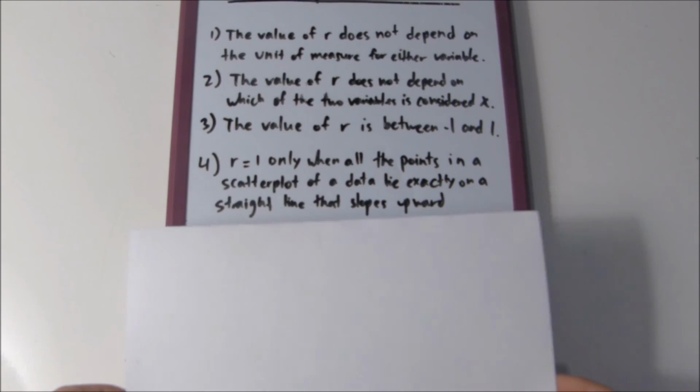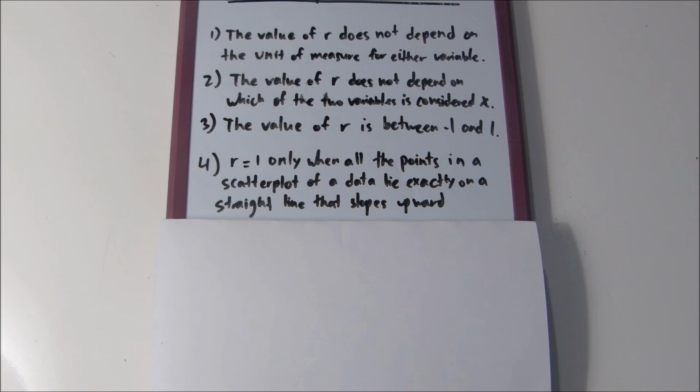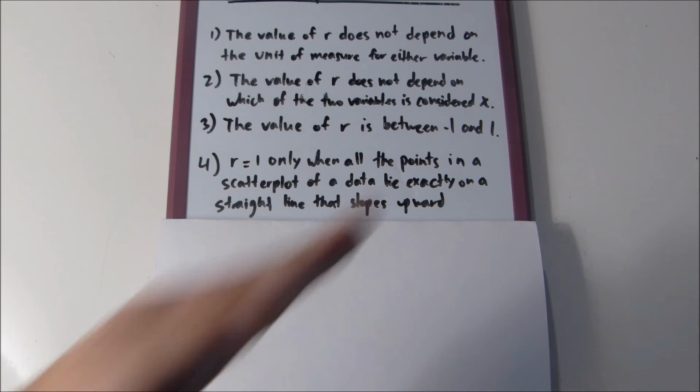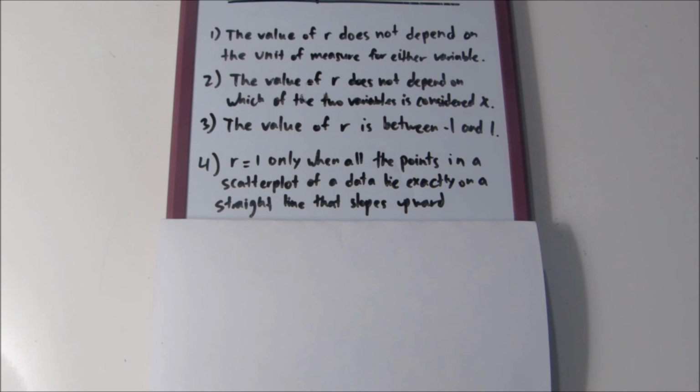Next we have that R equals 1 only when all the points in a scatter plot of the data lie exactly on a straight line that slopes upward. You rarely would find this in a sample piece of data. It would be really freakish data for it to just have everything be linear. But the same can be said about R equals -1, right? R equals -1 is only true when all the points in a scatter plot of the data lie exactly on a straight line that slopes downward.